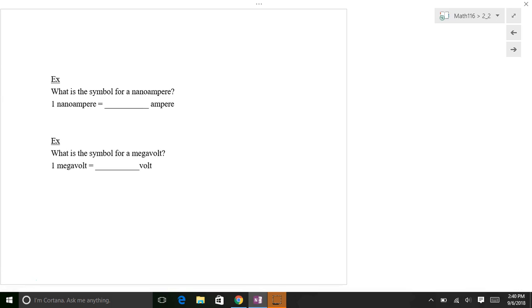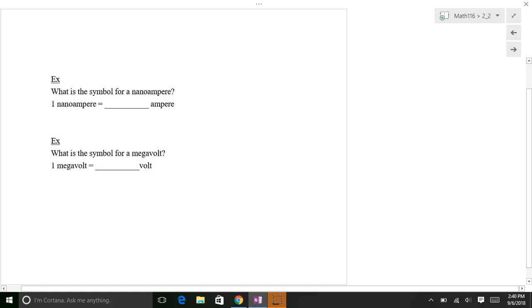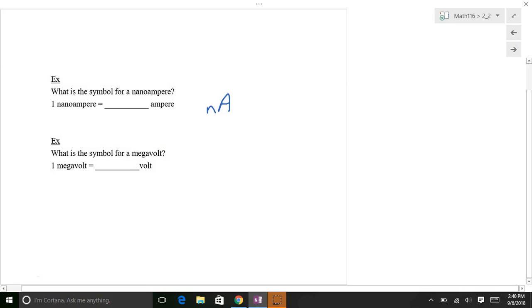What's the symbol for a nanoampere? You just go back to this and look for that nano. It looks like nano, second to the bottom, has a lowercase n on it. So nanoampere, and it's a capital A, by the way, for an ampere. Okay, next one, megavolt. You look for the mega, and you see it's third down from the top, capital M. So capital M for the mega, and capital V for volt.